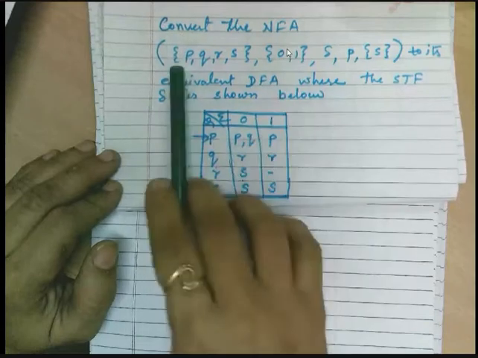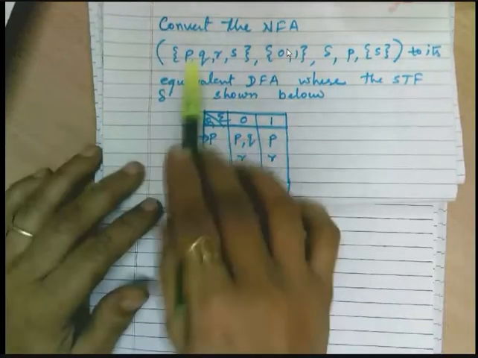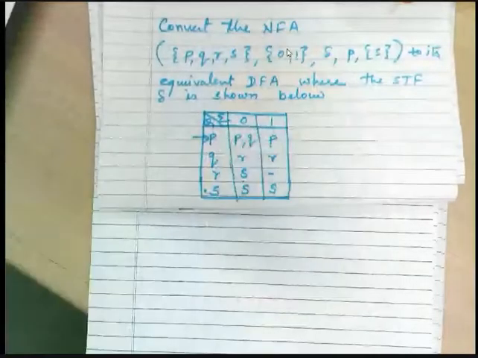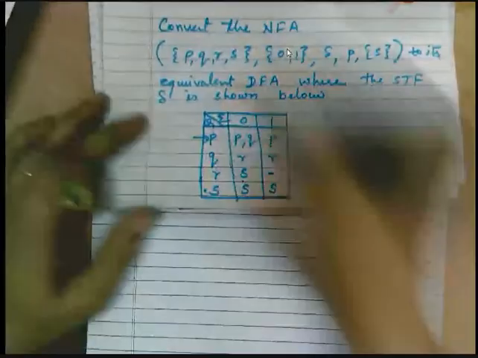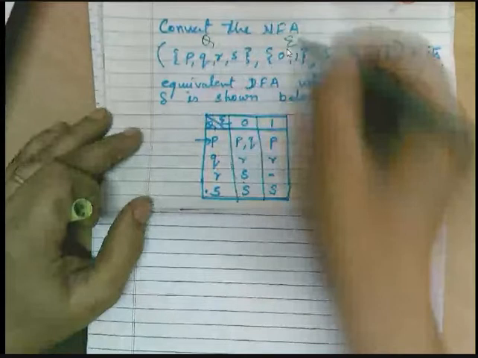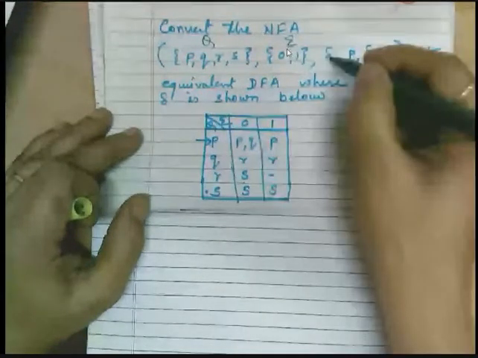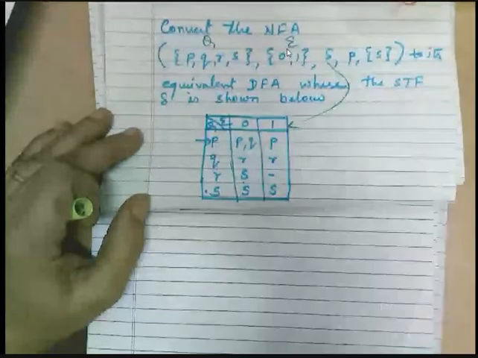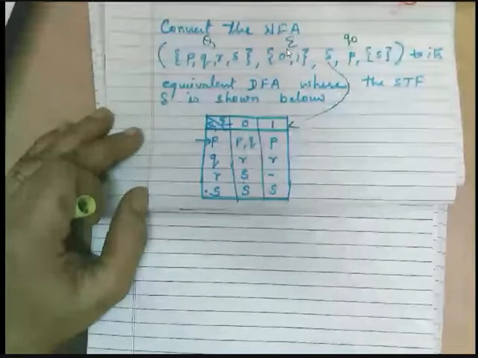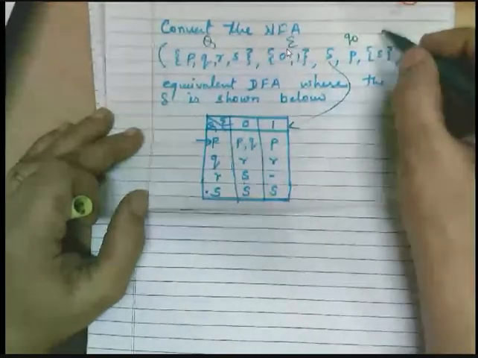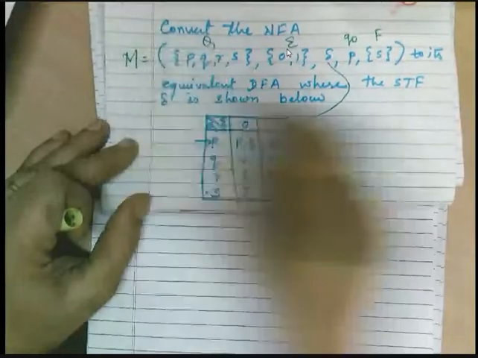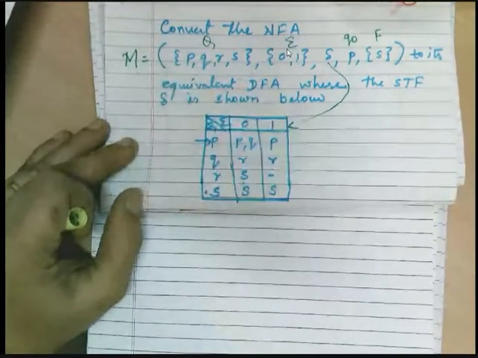NFA. Now this NFA is represented by this. See here, P, Q, R, S. Very first thing is representing your what? The state, that is Q. Second, this is representing your summation. This is the delta function, which is nothing but this one, right? And P is representing your Q0, that is the initial state, and this S is representing your final state. So I hope you have understood that this is your given NFA, which is represented by M.